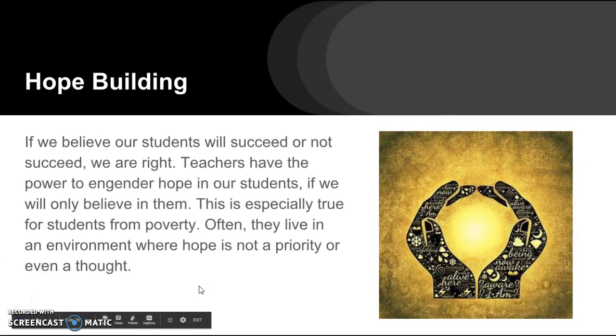H stands for Hope Building. Our students are very intuitive about our attitude toward them and our profession. When we are upbeat and believe in them, they feel it. On the other hand, if we are negative about our abilities, then they feel like they cannot do well in our classes. We need to change our outlook to change the environment in our classrooms.